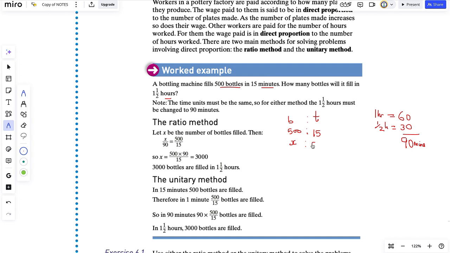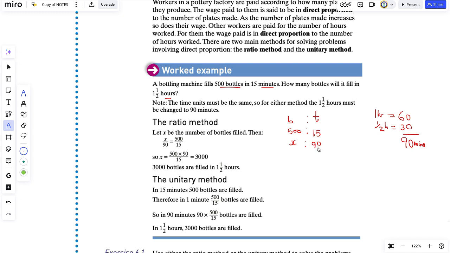So we come here, we write 90. Remember, the unit must be the same, minutes. If you're using minutes, you use minutes here also. You convert this time to minutes. So we've converted 1.5 hours, and we got 90 minutes.